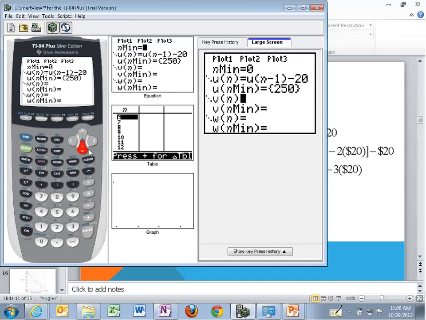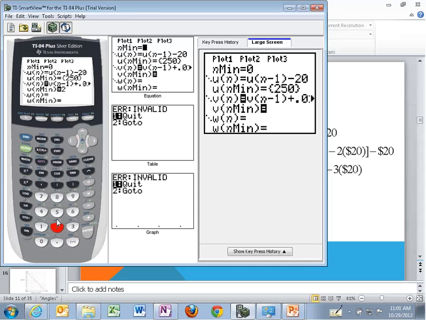I'm going to go to the second set of recursive equations, V of n, and say V of n is V. Remember, it's the special V, the blue one, which is second 8. Open a set of parentheses, n, which is on the X,T,theta,n key, minus 1. So that's her previous balance, plus she's got to pay interest, and it's 2.1%, so 0.021 times the previous balance, V of n minus 1. I haven't put the starting balance in there. The starting balance is 250.